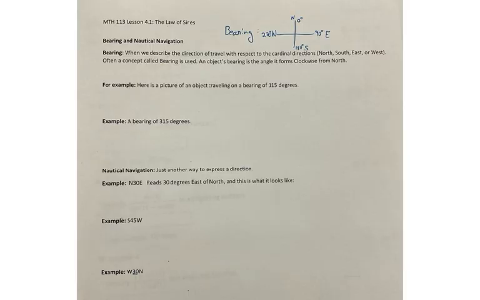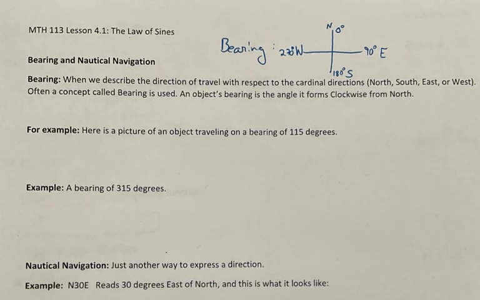Just in case you ever want to be a navigator, they talk about getting your bearings. When we describe direction of travel with respect to the cardinal directions, north, south, east, or west, often a concept called a bearing is used. An object's bearing is its angle formed clockwise from the north.